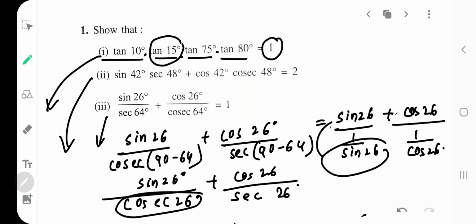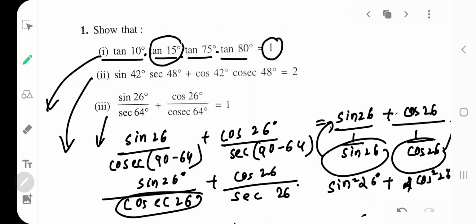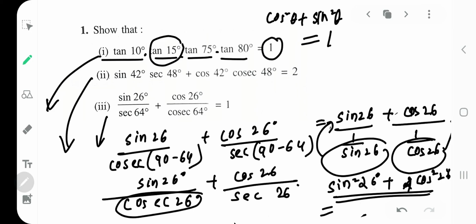Now this sine 26 will go up and it will be sine square 26 degree. Plus cos 26 will go up and that will be cos square 26 degree. And now we all know very well that cos square theta plus sine square theta is equal to 1. So sine square 26 plus cos square 26, with 26 considered as theta, the answer will be 1. Any angle, if it is the same, then the answer will be 1.